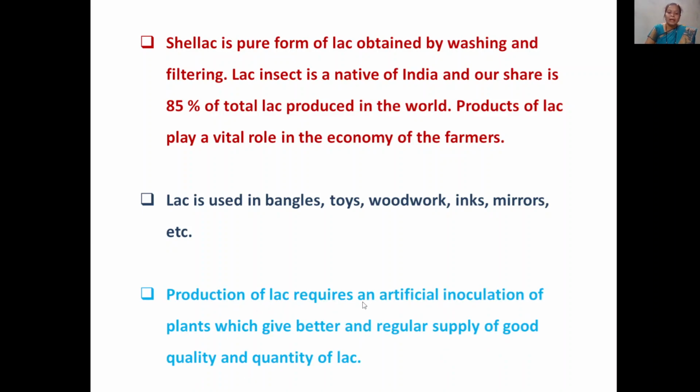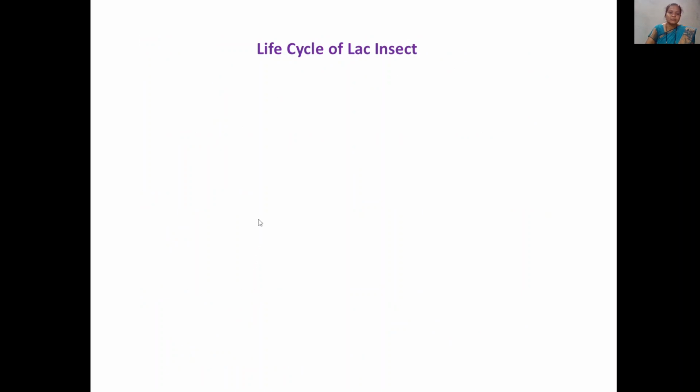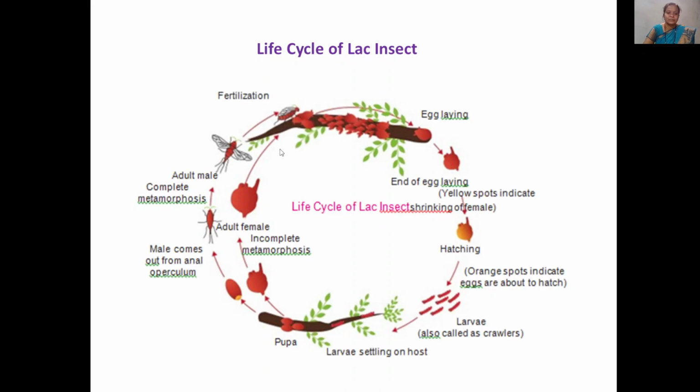Production of lac requires artificial inoculation of plants, which gives a better and regular supply of good quality and quantity of lac. Here we see the life cycle of a lac insect. Here we see fertilization and the egg laying process. At the end of egg laying, yellow spots indicate shrinking of the female. Then hatching of eggs, orange spots indicate eggs are about to hatch.